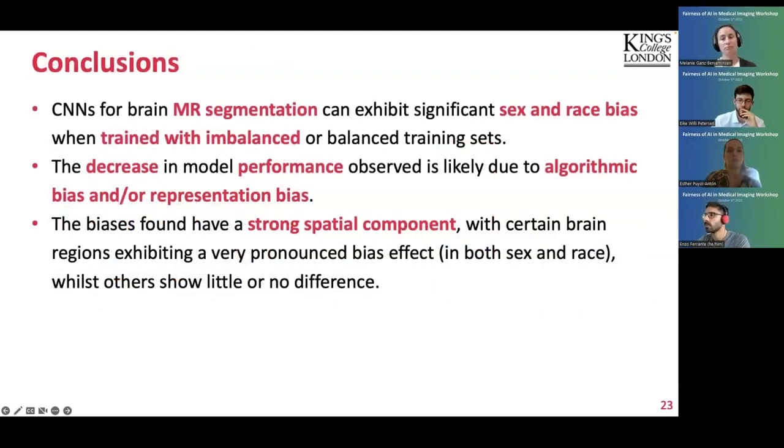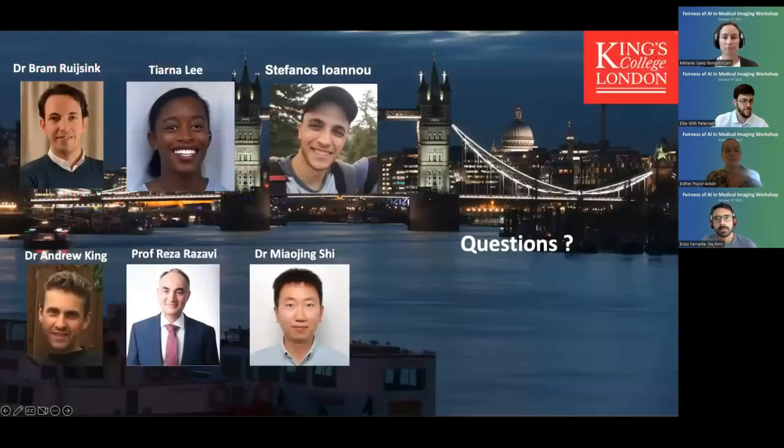So in conclusion, similar to before, we can see that bias also exists in segmentation-based tasks. Compared to the cardiac case, it seems that it's also somehow related to the region of the brain. Of course, in the future, the idea will be to see if this could be explained by any clinical factor. With that, I want to thank everyone who has contributed to this work, and of course everyone for listening. I will be very happy to take any questions.